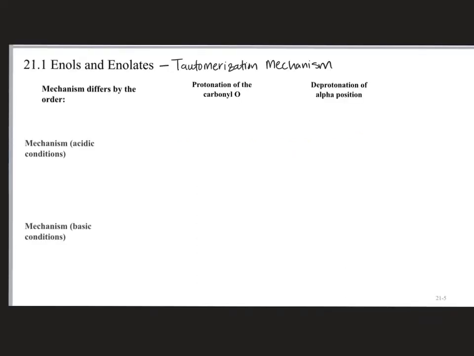Next, we're going to take a closer look at the tautomerization mechanism. The mechanism is going to differ by the order of either the protonation of the carbonyl oxygen or the deprotonation of the alpha position. These will just flip-flop based on whether we're under acidic conditions or basic conditions.